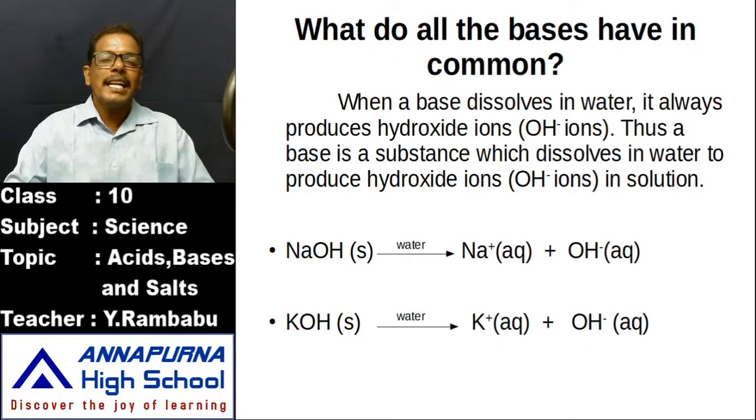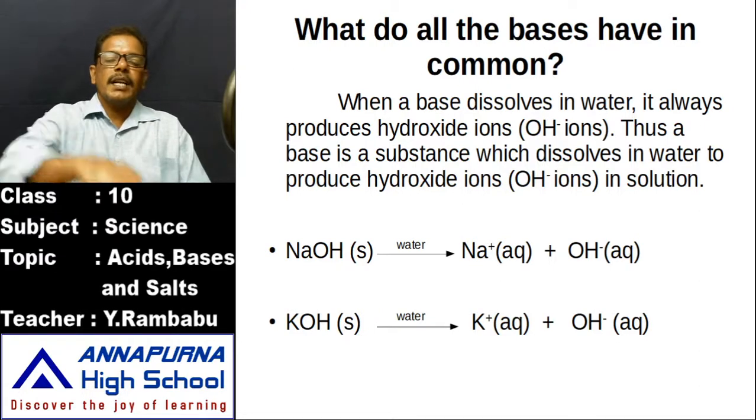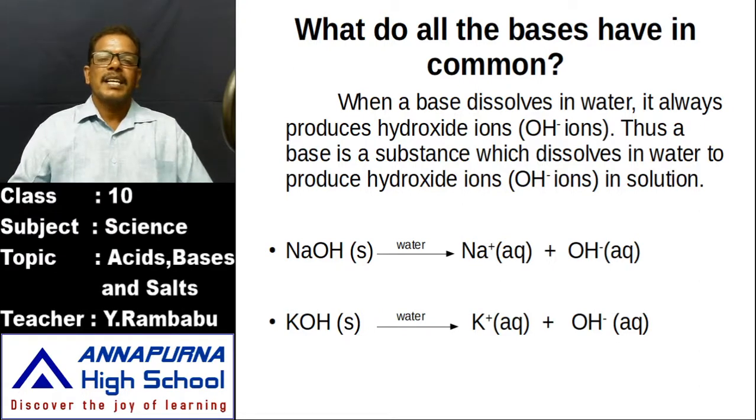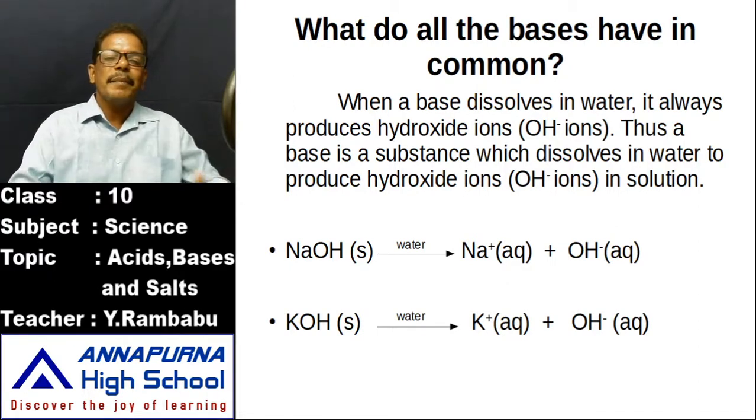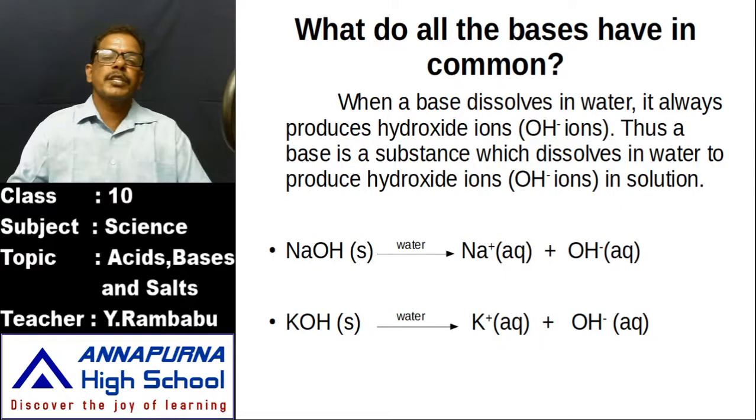That means while diluting bases, how can we dilute a base? Simply water is taken and base is added. That means the concentration decreases. That means the number of OH minus ions in unit volume of that solution decreases. If the number of OH minus ions in unit volume of the solution decreases, its concentration decreases, and then it is a diluted solution.